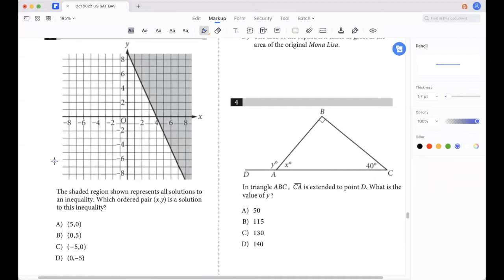The shaded region shown represents all solutions to an inequality. Which ordered pair is a solution to this inequality? So (5, 0) is here. So this is definitely a solution, right? (0, 5) is here, so this is outside the shaded region. (-5, 0) is here, and (0, -5). So option A.